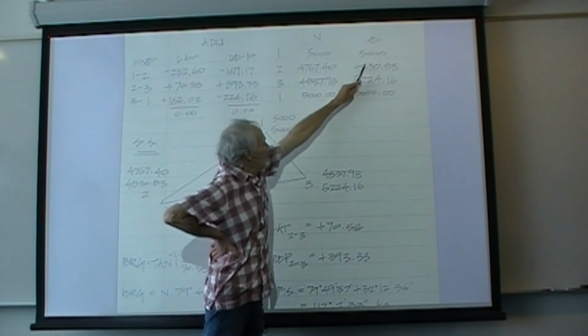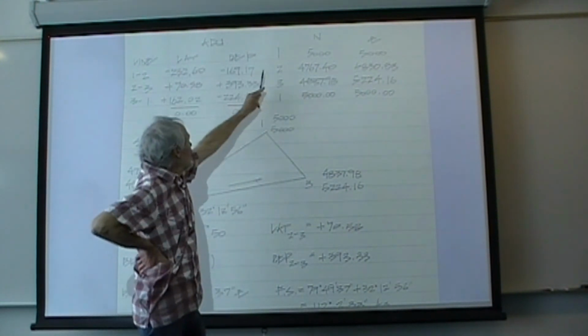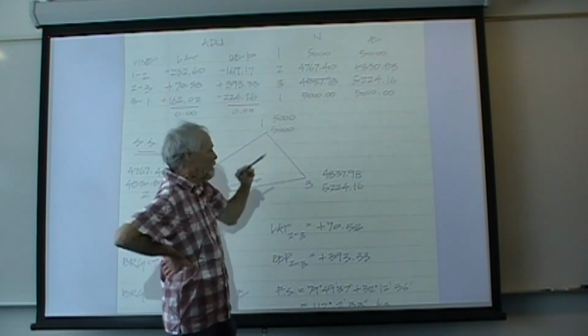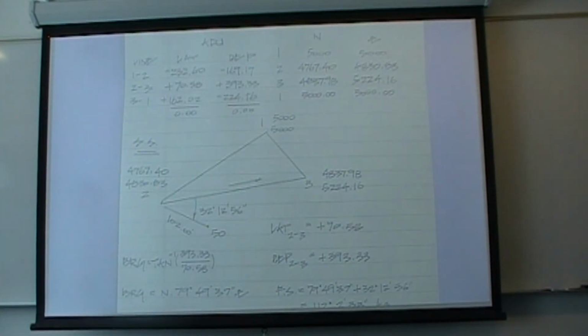We do the same thing with the eastings. Eastings in this case plus the departure gives me that. You can just see kind of how you're doing that, and it just works that way all the way through. Okay? So there's your traverse adjustment, closure, and coordinate calculations.